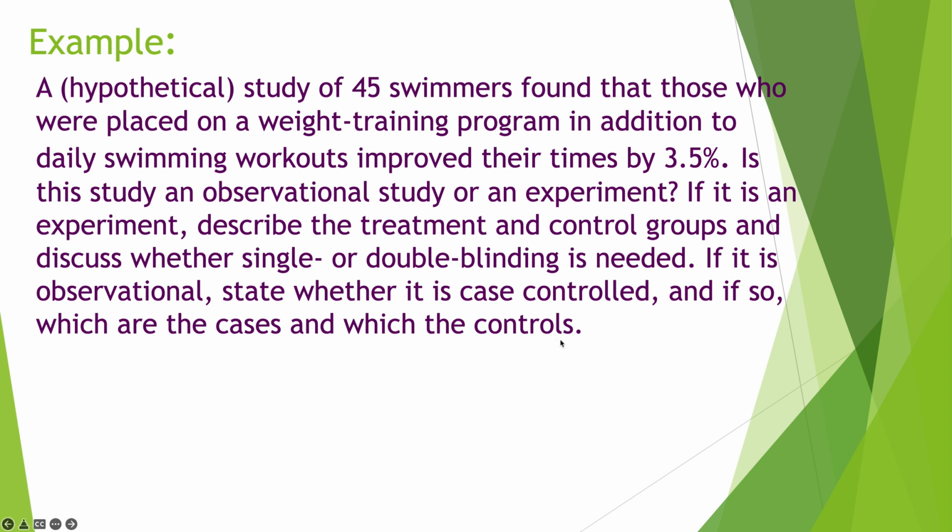Example, a hypothetical study of 45 swimmers found that those who were placed on a weight training program, in addition to daily swimming workouts, improved their times by 3.5%. Is this study an observational study or an experiment? If it is an experiment, describe the treatment and control groups and discuss whether single or double blinding is needed. If it is observational, state whether it is case controlled, and if so, which are the cases and which are the controls. Go ahead.